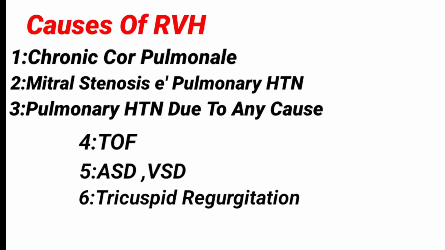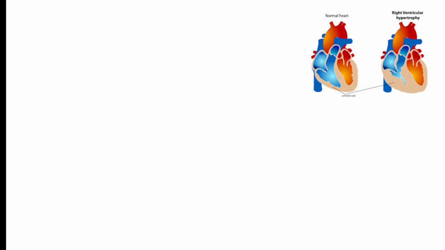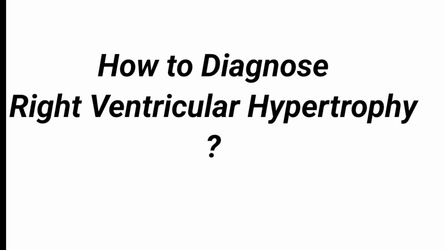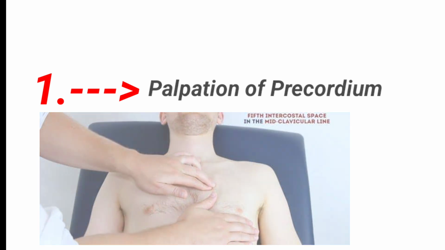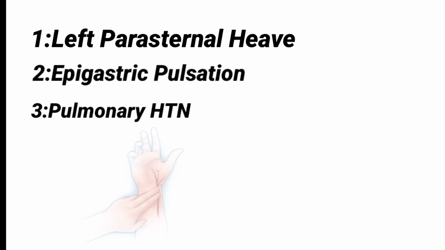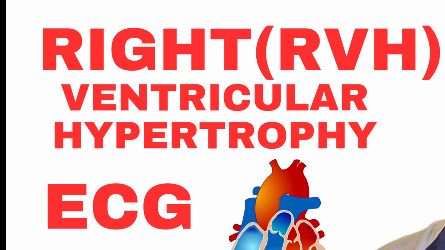In order to diagnose right ventricular hypertrophy, you will also look at the clinical scenario. Clinically, you have to look at the following points. While palpating the precordium, number one, you will notice a left parasternal heave. Second, you will notice epigastric pulsation. There will also be features of pulmonary hypertension, and the signs of pulmonary hypertension involve low volume pulse and a palpable P2. So these are all the points to diagnose right ventricular hypertrophy clinically.